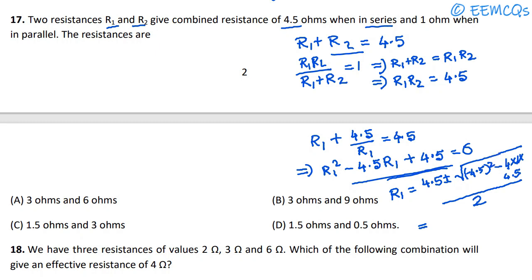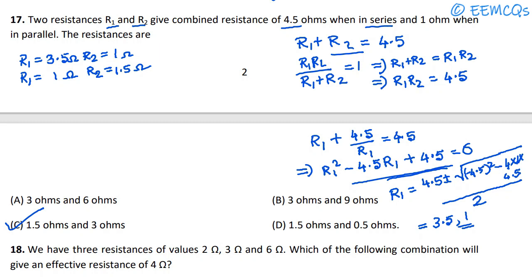You will get this is equal to 3.5 or 1. So if R1 is equal to 3.5, then definitely from R1 plus R2 equal to 4.5, what we get? R2 equal to 1. All these are in ohms. And if R1 is equal to 1 ohm, then from R1 plus R2 is equal to 4.5, we get R2 is equal to 1.5 ohm. Okay. So the option number C here is the correct answer.